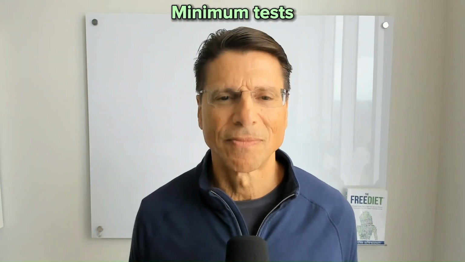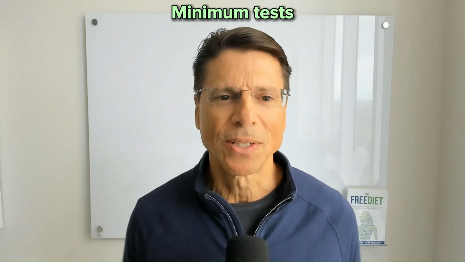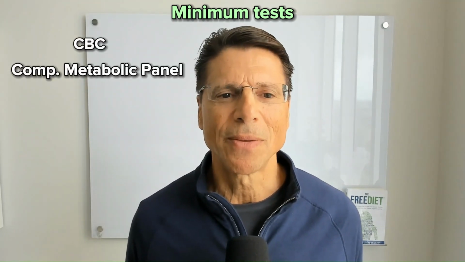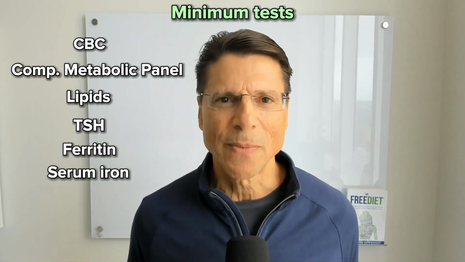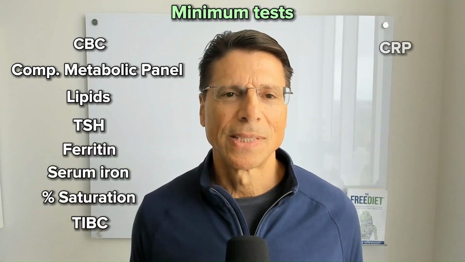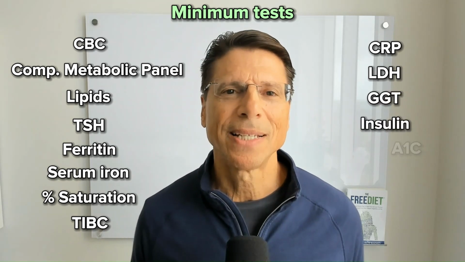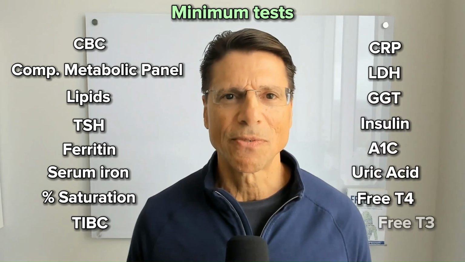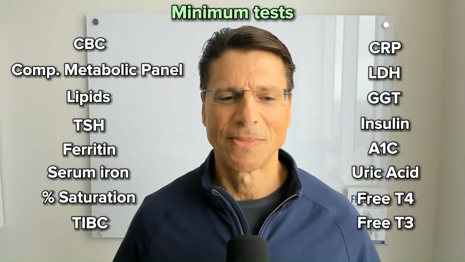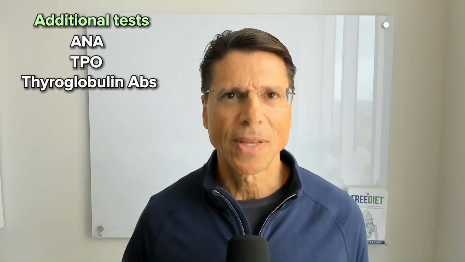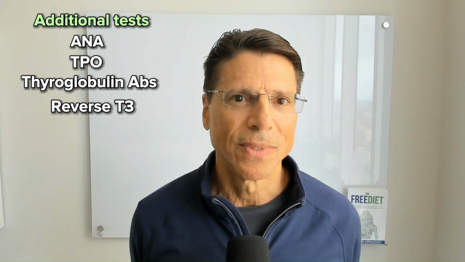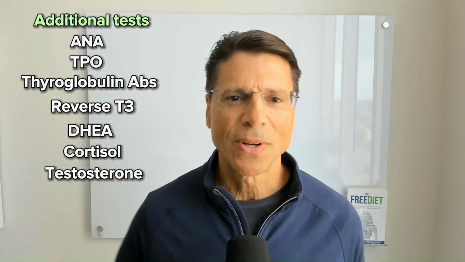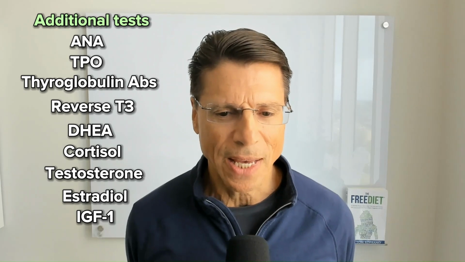So the first step is to get the proper testing, and the minimum to figure out ferritin issues is a health panel that includes a CBC, comprehensive metabolic panel, lipids, TSH, ferritin, serum iron, percent saturation, TIBC, CRP, LDH, GGT, insulin, A1C, uric acid, and free T4, free T3. That would be the minimum to assess ferritin. I also like to check autoimmune markers, ANA, TPO, thyroid antibodies, thyroglobulin antibodies, reverse T3, the hormones DHEA, cortisol, testosterone, estradiol, IGF-1, SHBG, and at least the 3 nutrients of B12, folate, vitamin D.